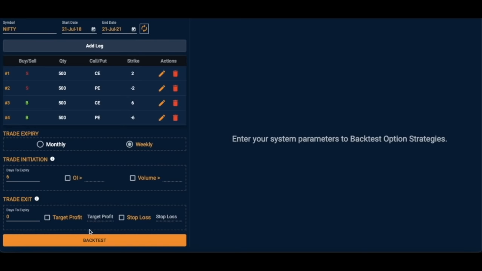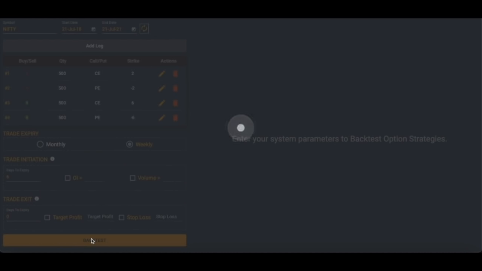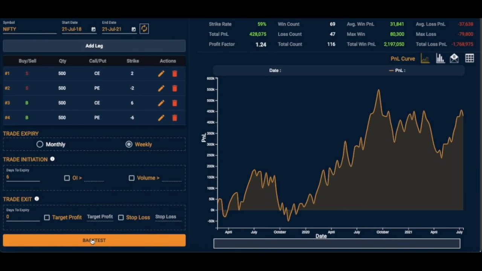Firstly, I'm backtesting for the last 3 years. Need to wait for a few moments for calculations. It's taking some time to calculate. Need to wait more. Okay, here are the results. In the last 3 years, this strategy would have given me profits of 4,28,000, which is slightly lower than that of the short iron butterfly. Here the strike rate of trades is 59% and the profit factor is 1.24. The maximum profit in a week was 80,000 rupees and the maximum loss was 80,000. The good part is that overall losses won't be too much. On the upside, I would have made profits of close to 5.5 lakhs on my best day.